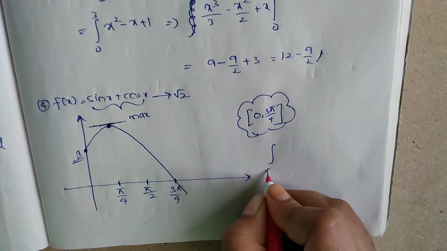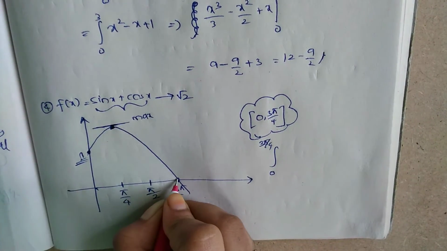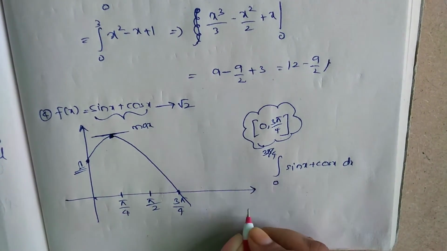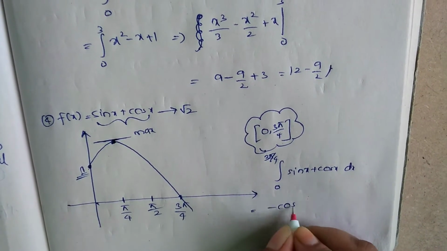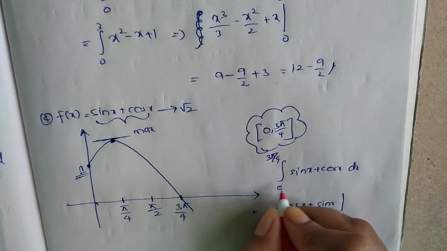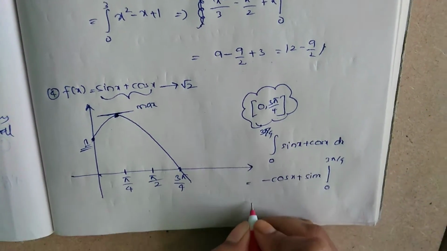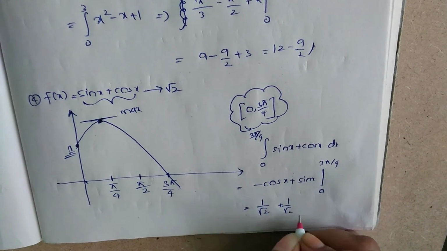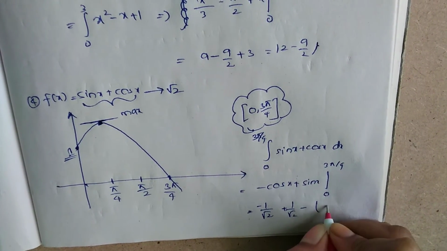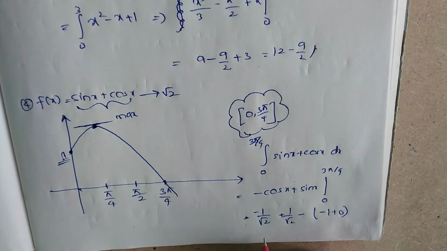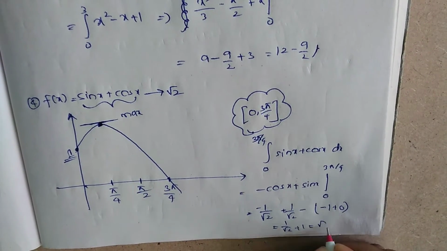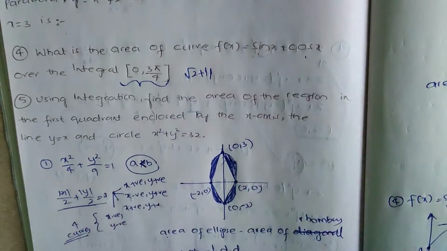Look at here. Integrate 0 to 3 pi by 4, sin x plus cos x dx. That's it. You get the answer. What is it? Minus cos x plus sin x, from 0 to 3 pi by 4. What do you get? Substituted: 1 by root 2 plus 1 by root 2, minus minus 1 plus 0. What do you get? 1 by root 2 plus 1 by root 2 plus 1, which is root 2 plus 1. Agree? Root 2 plus 1 is our final answer.